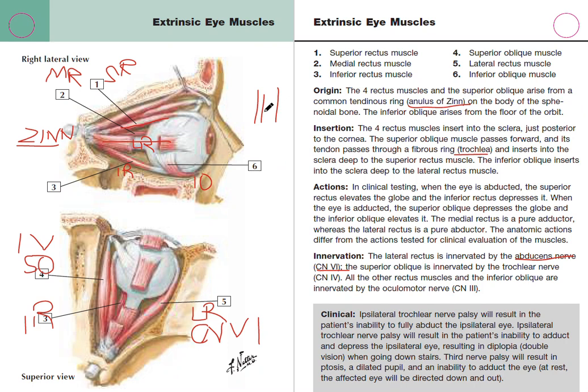Ipsilateral abducens nerve palsy will result in the patient's inability to fully abduct the ipsilateral eye. Ipsilateral trochlear nerve palsy will result in the patient's inability to adduct and depress the ipsilateral eye, resulting in diplopia or double vision. Third nerve palsy will result in ptosis, a dilated pupil, and an inability to adduct the eye at rest. The affected eye will be directed down and out.